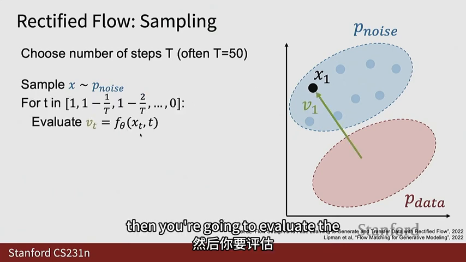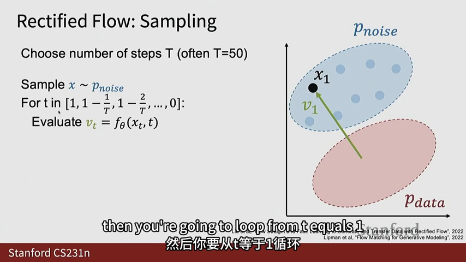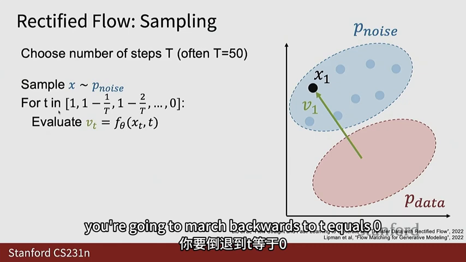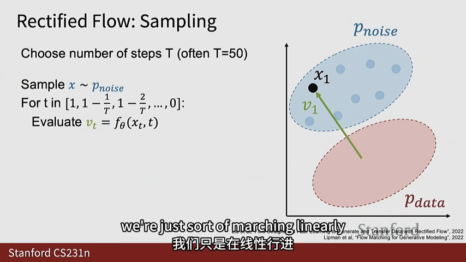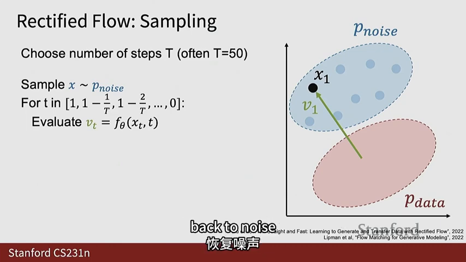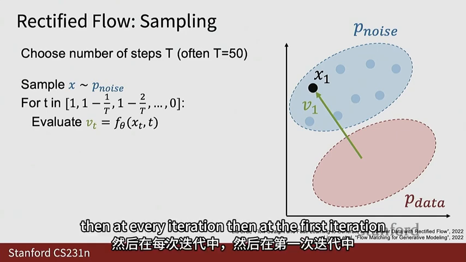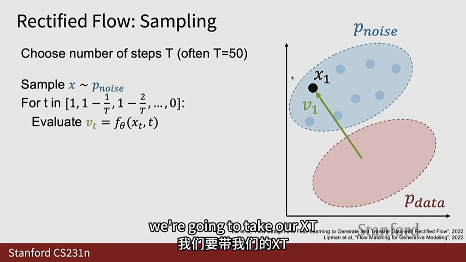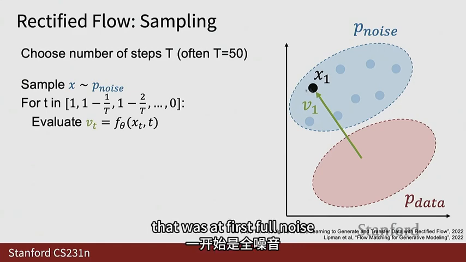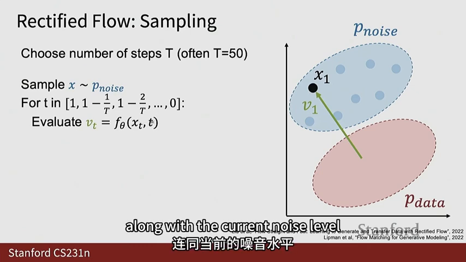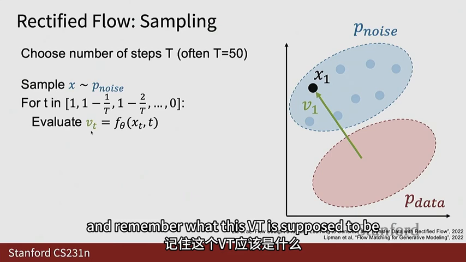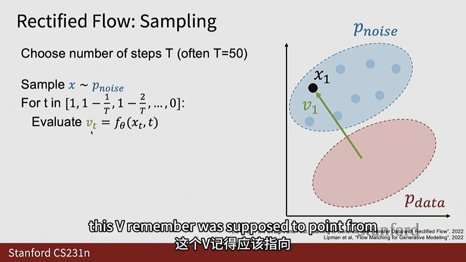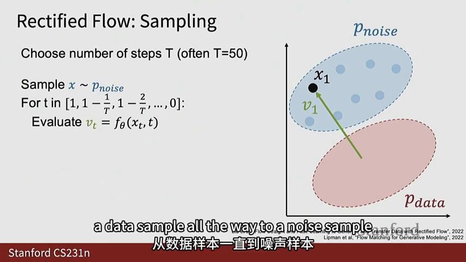Then you're going to loop from t equals 1, marching backwards to t equals 0. This is your noise level. In this simple version, we're marching linearly from full noise, 1, back to noise 0, perfectly clean. At the first iteration, we take our x_t, which was at first full noise, pass it to the network along with the current noise level, and get the network's predicted v_t. And remember what this v_t is supposed to be in the case of rectified flow. This v was supposed to point from a data sample all the way to a noise sample.